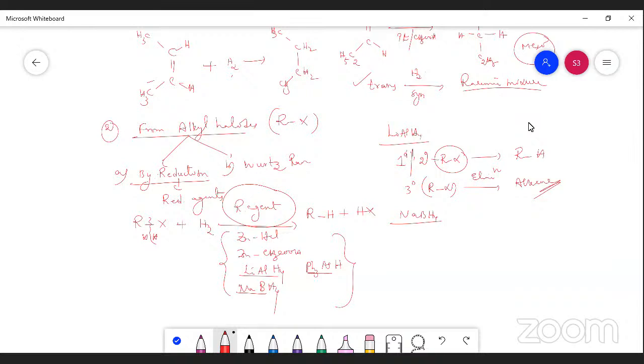The remaining Wurtz reaction, and the other methods, from salts of carboxylic acid by Kolbe's electrolytic method and from Grignard reagent, how to prepare and everything, tomorrow we will continue. Until then, take care. Thank you.